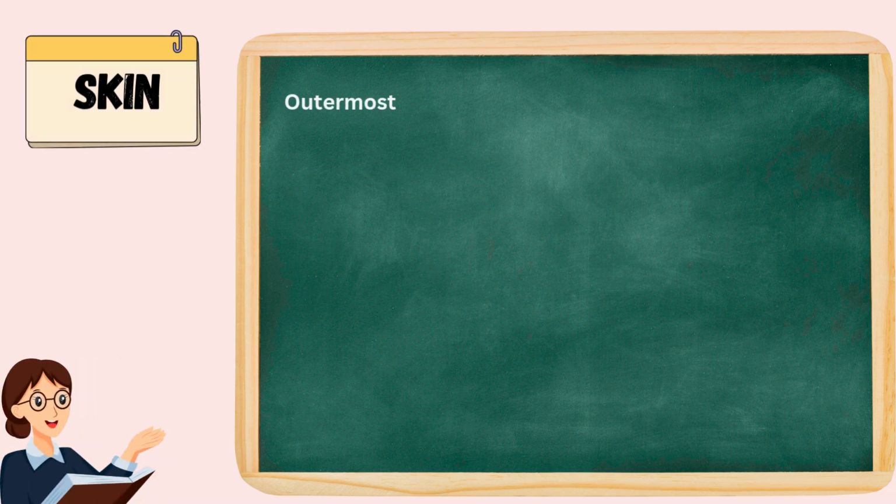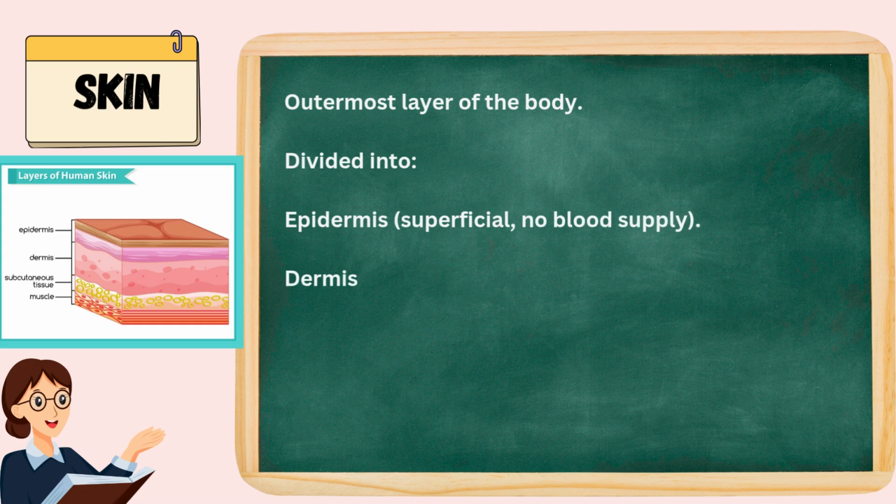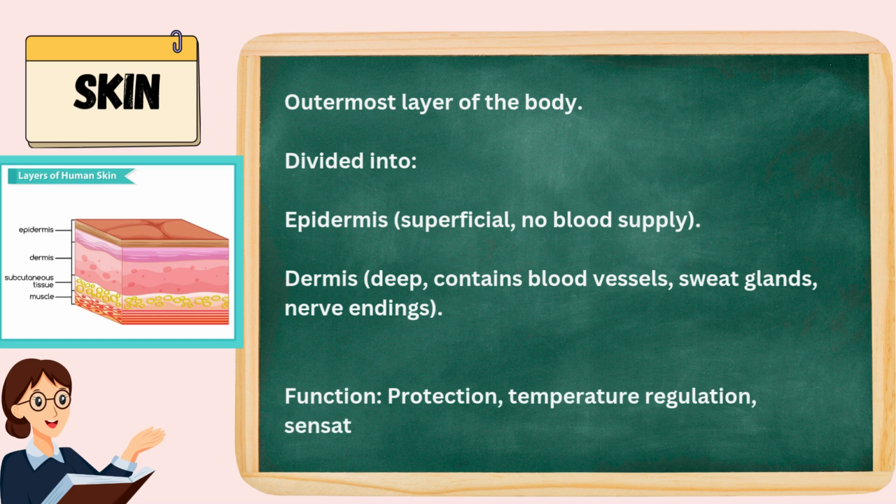Skin, the outermost layer of the body, divided into epidermis, superficial, no blood supply. Dermis, deep, contains blood vessels, sweat glands, nerve endings. Function, protection, temperature regulation, sensation.